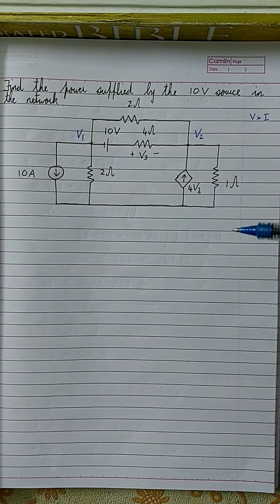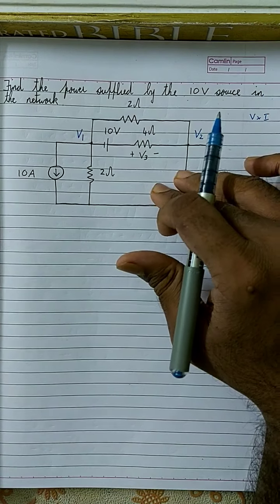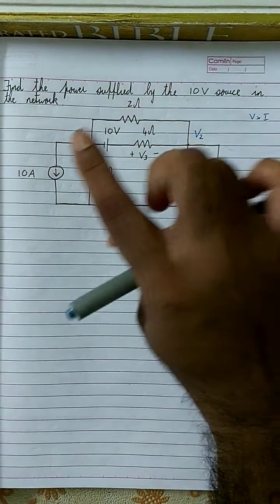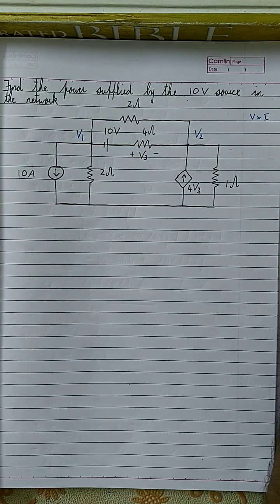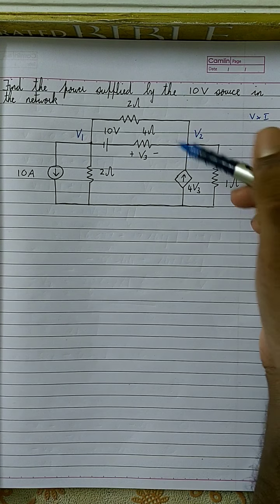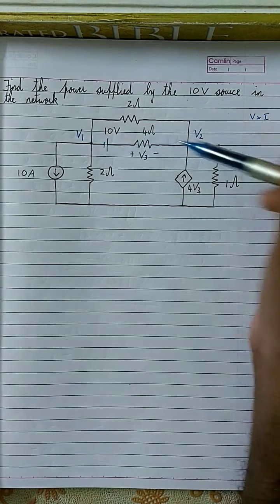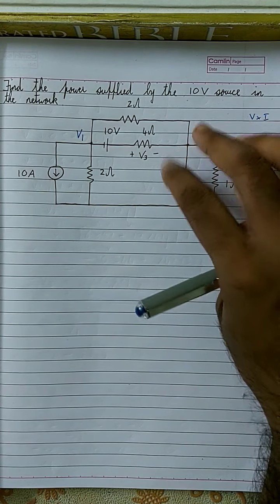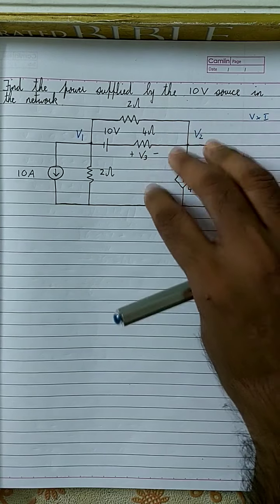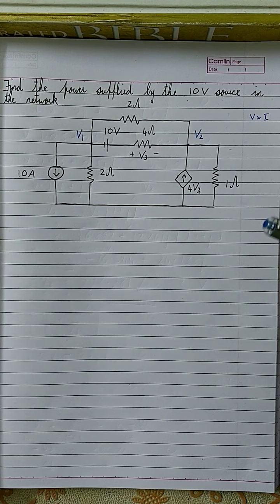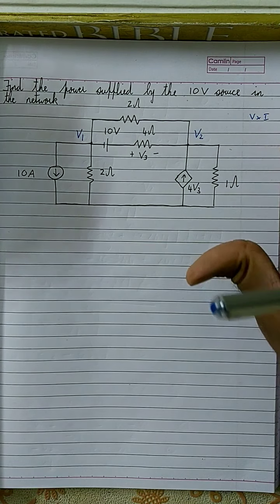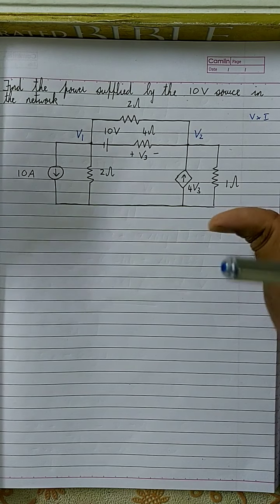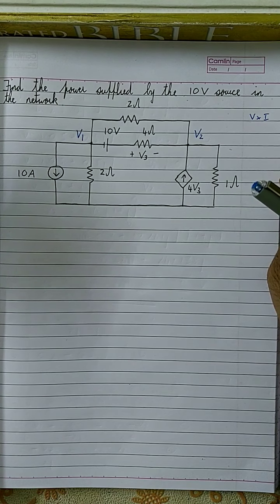But I suggest you use node analysis, because if you look at this circuit, there are 1, 2, 3, 4 meshes. But if you look at the number of nodes, there are only two nodes, V1 and V2, which means you need only two equations. That is why node analysis is preferable in this kind of problem. Unless you are not confident, node analysis is always better. If you are not confident, then try mesh analysis.